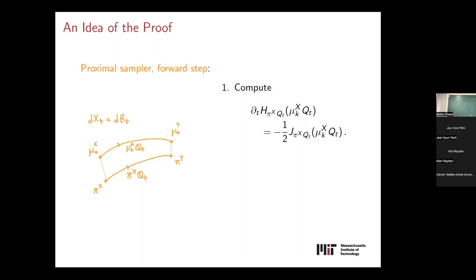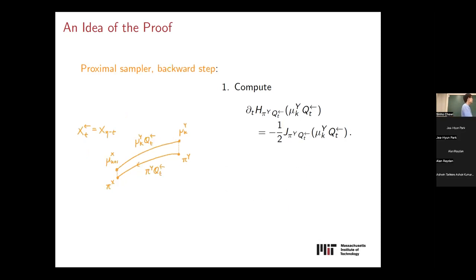This is a schematic of what's going on. So pi x is the target distribution, the x marginal. You run it through the heat flow and you get pi y. And similarly, you have the x law for the proximal sampler, you evolve by the heat flow and you get the law of Y in one iteration. And this calculation tells us that these two paths are getting closer to each other. So similarly to before, if you assume a log-Sobolev inequality, then you can solve this differential inequality and you get some contraction in the KL divergence along the forward step.